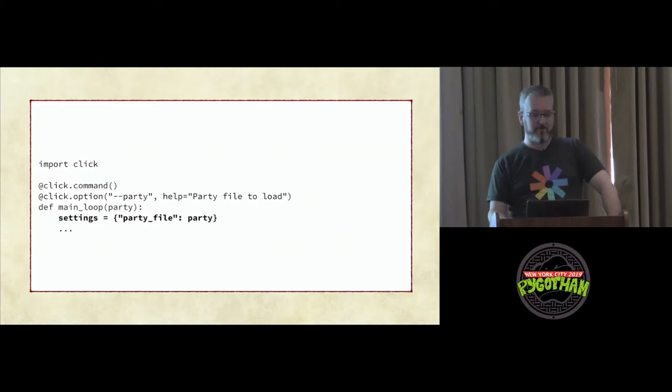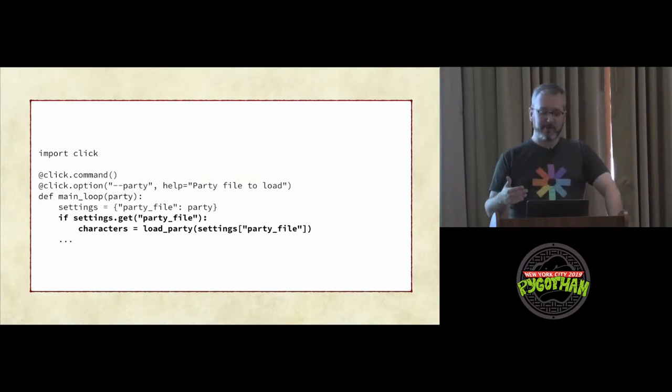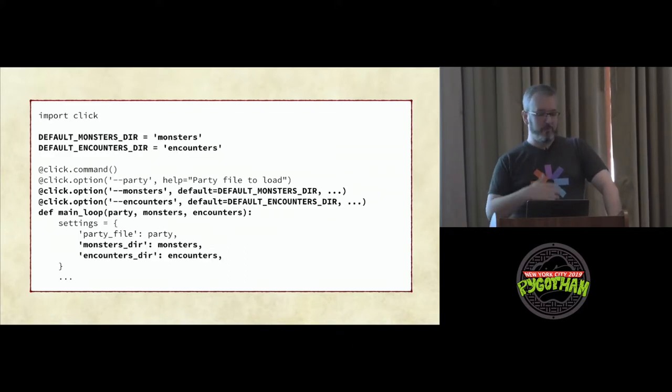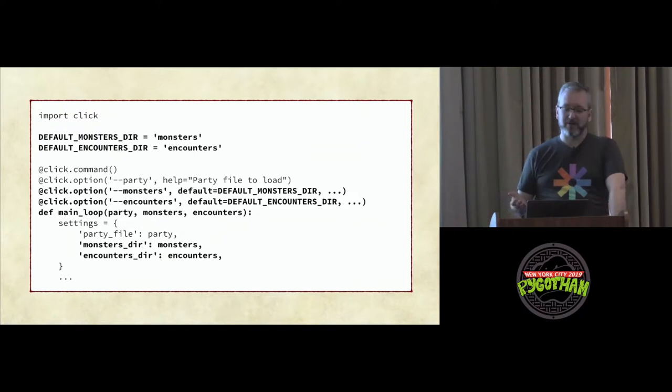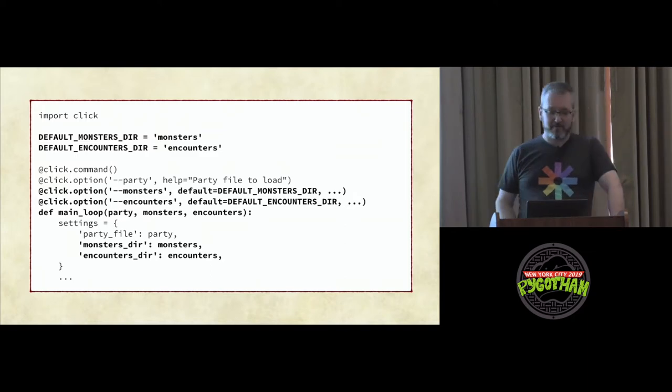So we might want to save off that value into some settings so that we can remember that for later. And then if we've had one specified, it'll be a None if we don't. If we have one specified, we can go load up all of our characters. If you wanted to add more options, you just add more click.option decorators. So in this case, where do we find our pool of monsters to draw from? Where do we find our pool of encounters to draw from?